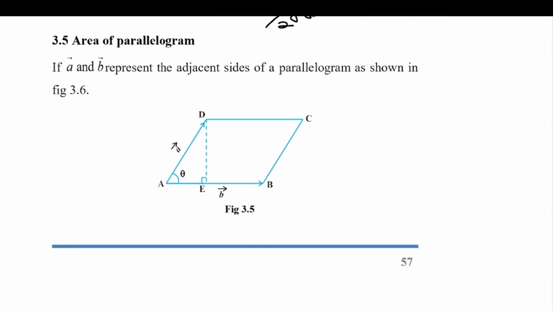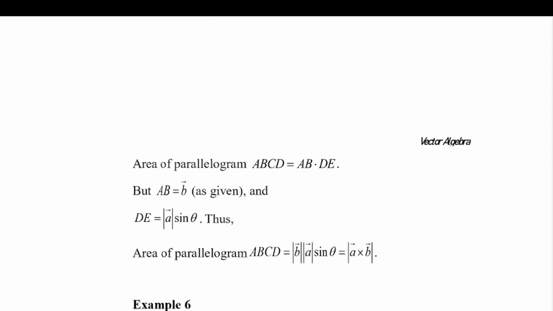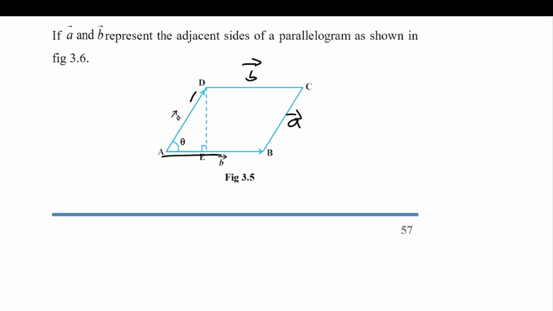Again, area of a parallelogram. If a and b represent the adjacent sides of a parallelogram as shown here, so these are the adjacent sides of this. Of course, this side is also an opposite side of the parallelogram, so this one is also b. Okay, what we are trying to say is that the area of the parallelogram ABCD is equal to AB times DE. So this one times the height of the parallelogram, which is DE.